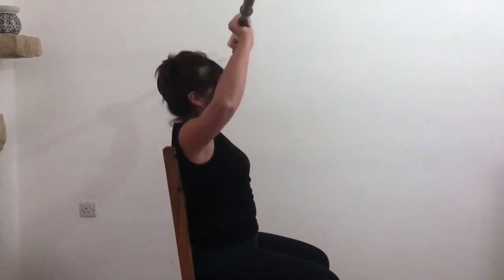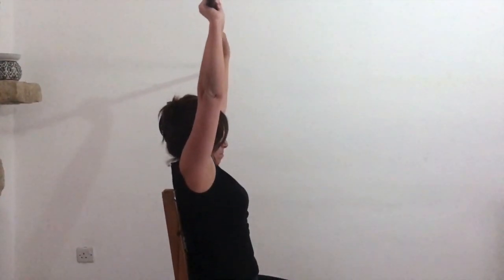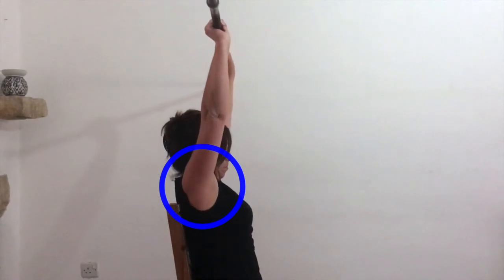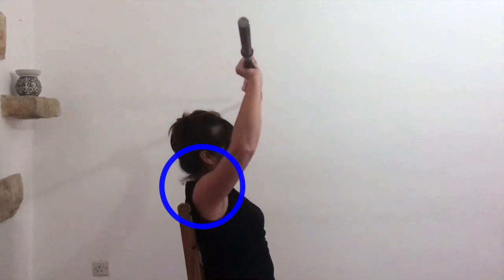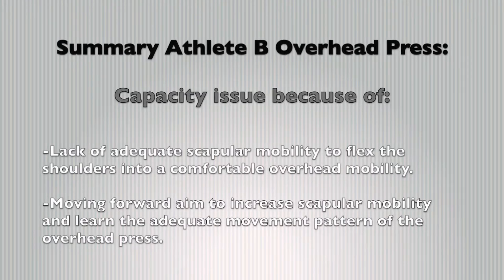After these exercises were performed, I had the athlete perform the seated overhead press again, and we can observe that she does manage to get the bar closer to the midline of her body, however, fails to keep her scapula retracted whilst pressing the bar up. In summary, Athlete B does not have the sufficient scapular mobility to perform the overhead press according to the technical model, and thus is defined as having a capacity issue with performing the overhead press. Moving forward, the aim is to continue performing the myofascial release and stretches for the latissimus dorsi together with corrective exercises for the overhead press.